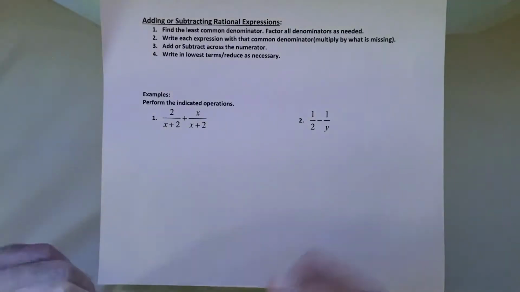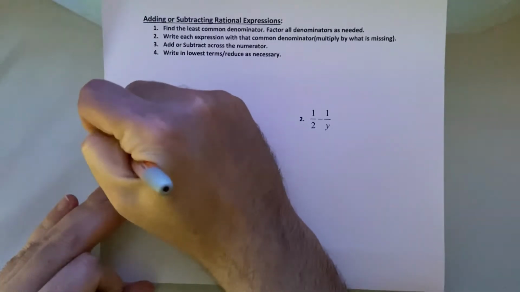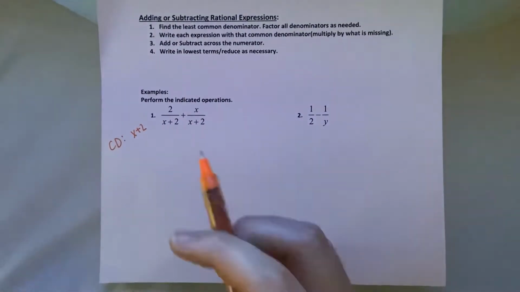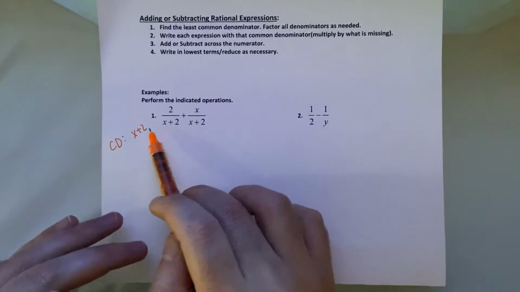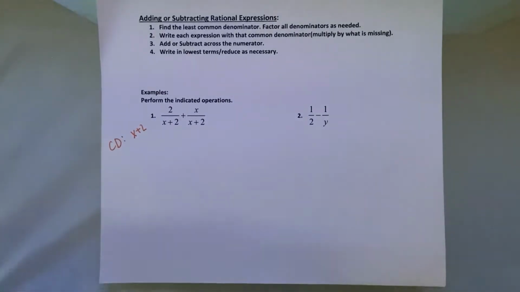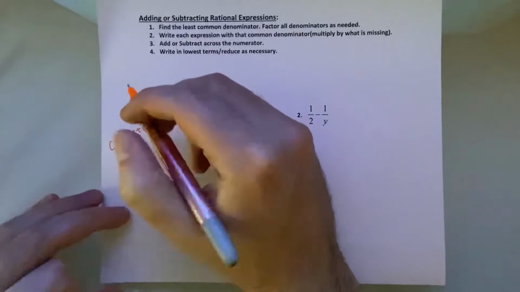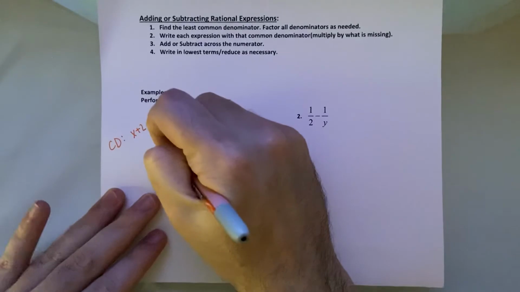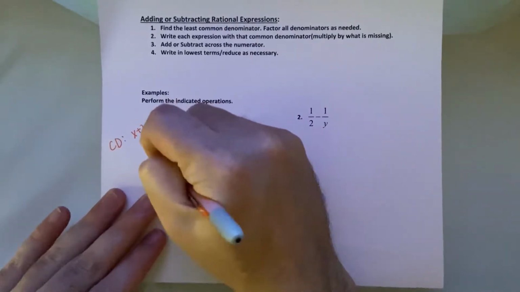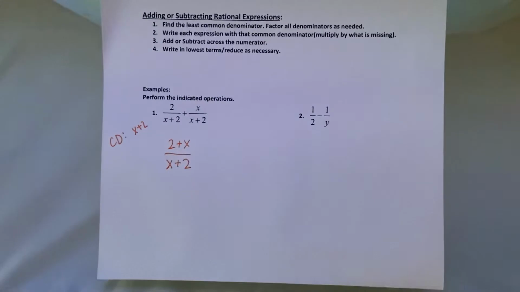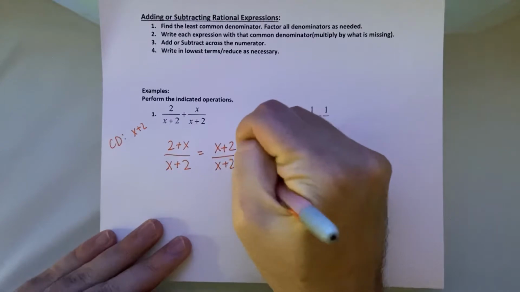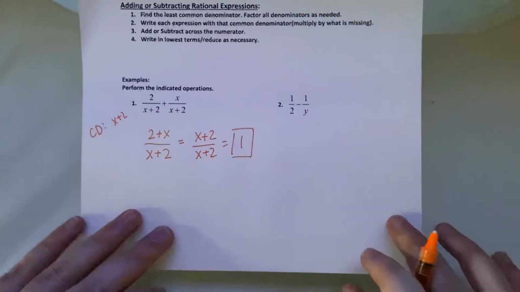So let's start with an easy one. 2 over x plus 2 plus x over x plus 2. Here my common denominator is x plus 2. They have the same denominator already. I don't need 2 x plus 2s, just 1, because the largest power of x plus 2 I see in any one denominator is to the first power. So I can straight add without getting a common denominator here because there's nothing missing. So when I add it across the numerator, this is 2 plus x over x plus 2. Now remember, 2 plus x is the same as x plus 2. Anything divided by itself is 1.